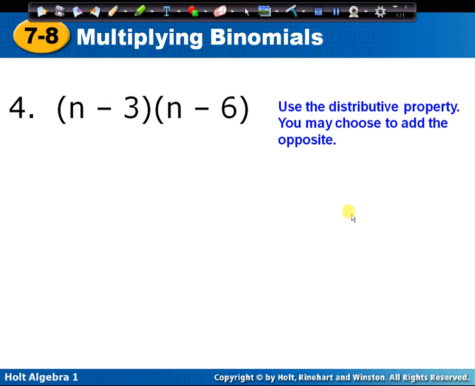All right, number 4, go ahead and write this down. It says parentheses n minus 3 and then parentheses n minus 6. And again, we're going to do just like we did the rest of them. We're going to use the distributive property first and then the algebra tiles. But first, we want you to take a minute and try this on your own using both methods. So go ahead and pause the video now and try this one. Use the distributive property to try it, and then try to use it using the algebra tiles. And when you're finished, go ahead and hit play, and we will look to see if you got it correct.